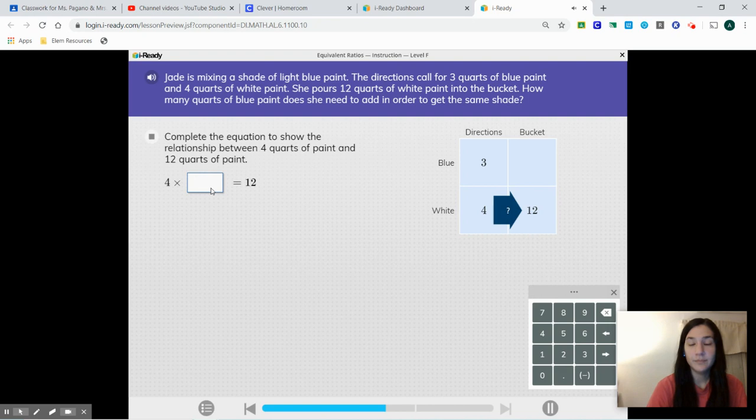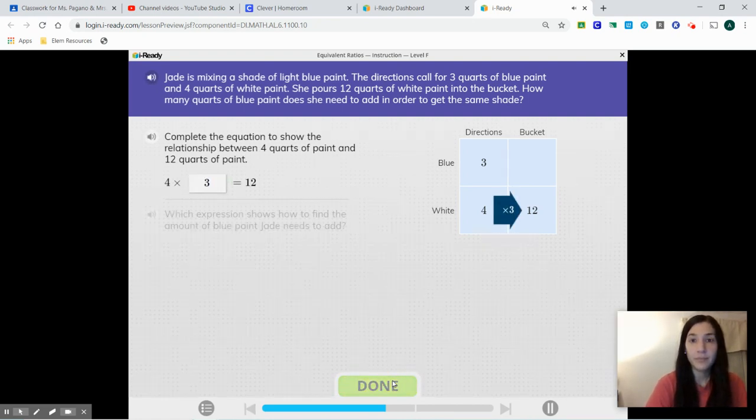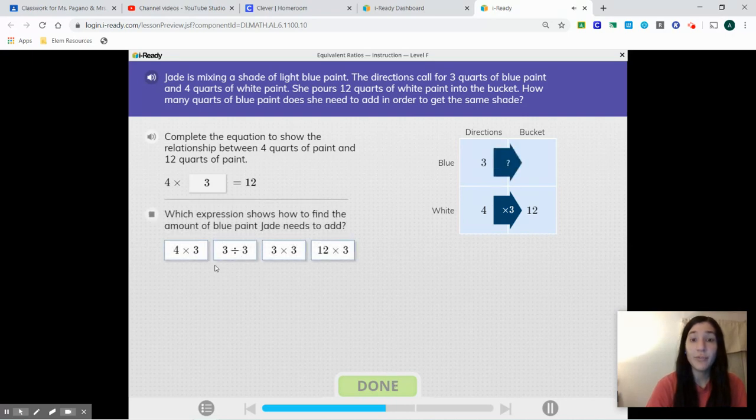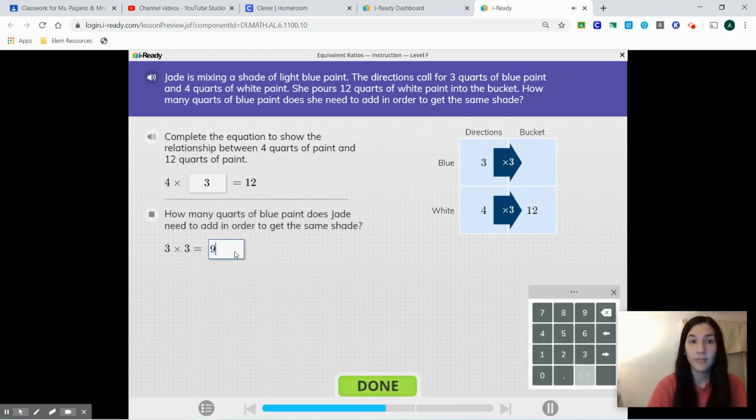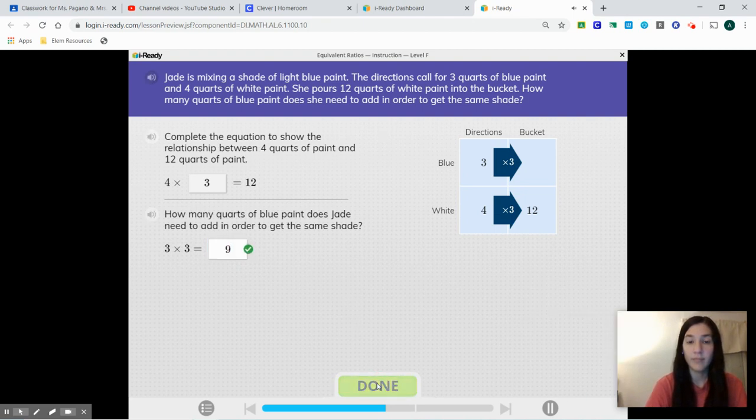Complete the equation to show the relationship between 4 quarts of paint and 12 quarts of paint. So we said we multiplied 4 times 3 to get 12. So now we're going to do 3 times 3. How to find the amount of blue paint Jade needs to add. 3 times 3 to get 9. How many quarts of blue paint does Jade need to add in order to get the same shade? To get the same shade, Jade needs to add 9 quarts of blue paint to the bucket.